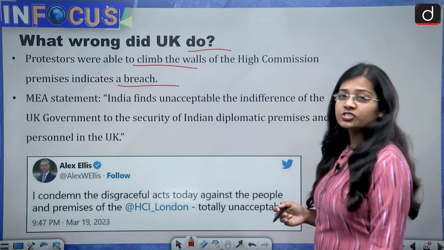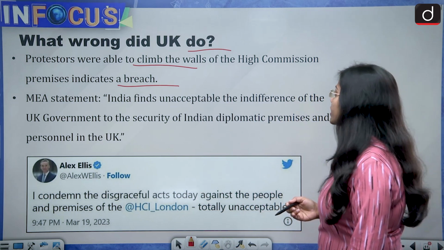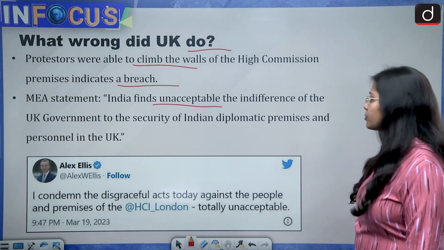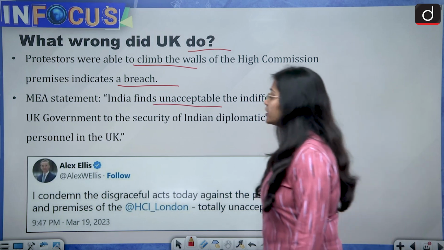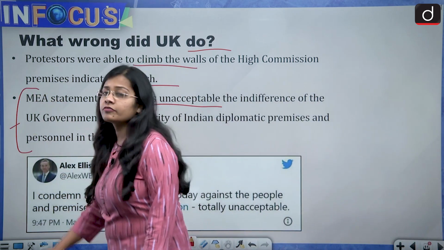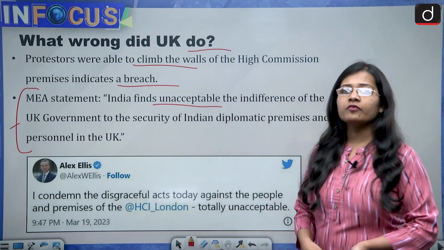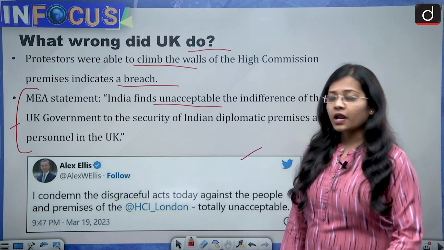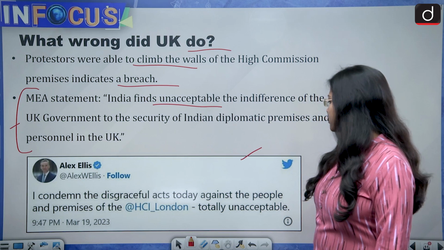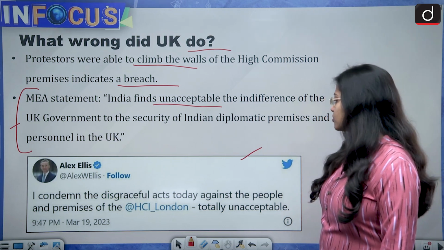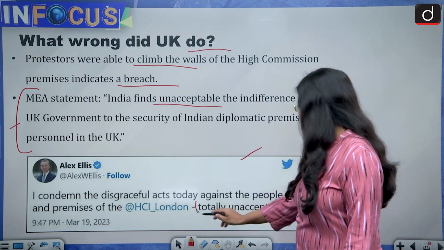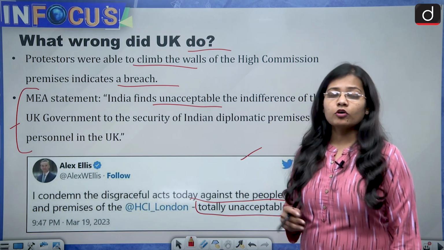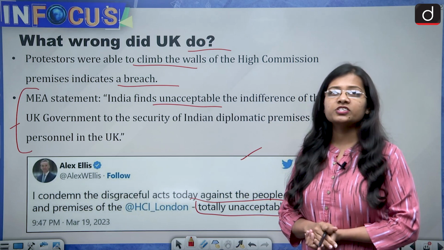Then the Ministry of External Affairs of India said that India finds unacceptable the indifference of the UK government to the security of Indian diplomatic premises and personnel in the United Kingdom. So the Ministry of External Affairs openly showed their displeasure, to which the United Kingdom replied that they also condemn the disgraceful acts against the people and premises of the High Commission of India, which is totally unacceptable. So even the United Kingdom's government has accepted that yes, there was some mistake on their part.